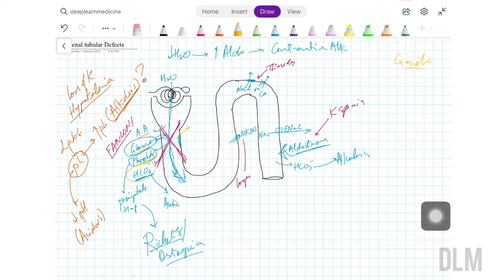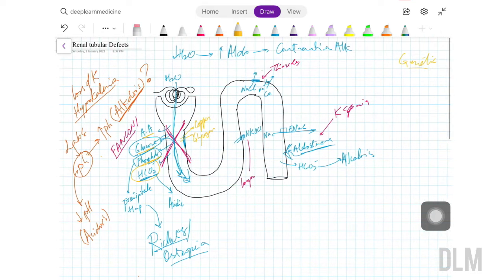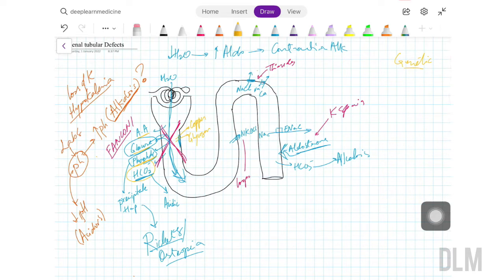Well, how I like to think about it is, in Wilson disease, copper gets deposited into the PCT, and same is the case with glycogen. So all of that damages the proximal convoluted tubule. Ischemia can also damage the PCT because PCT has a lot of metabolic activity. So whenever there is ischemia, there's damage to the PCTs specifically, and I think that is a major cause of acute tubular necrosis as well.